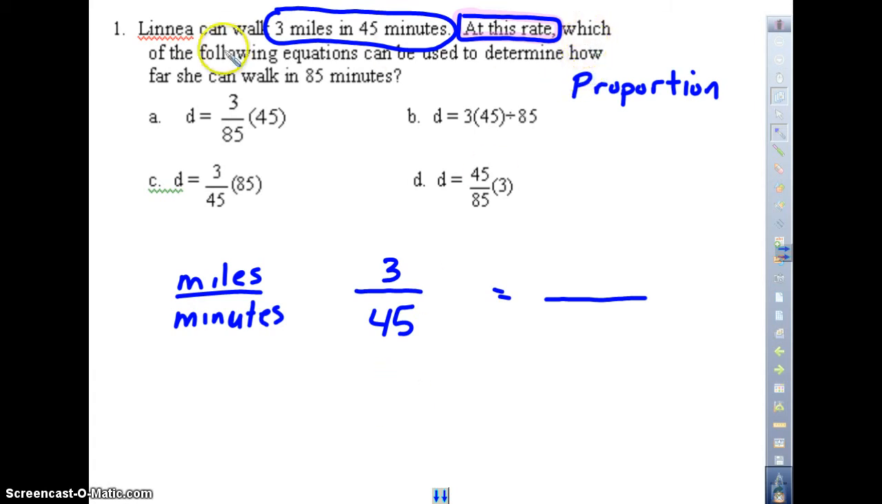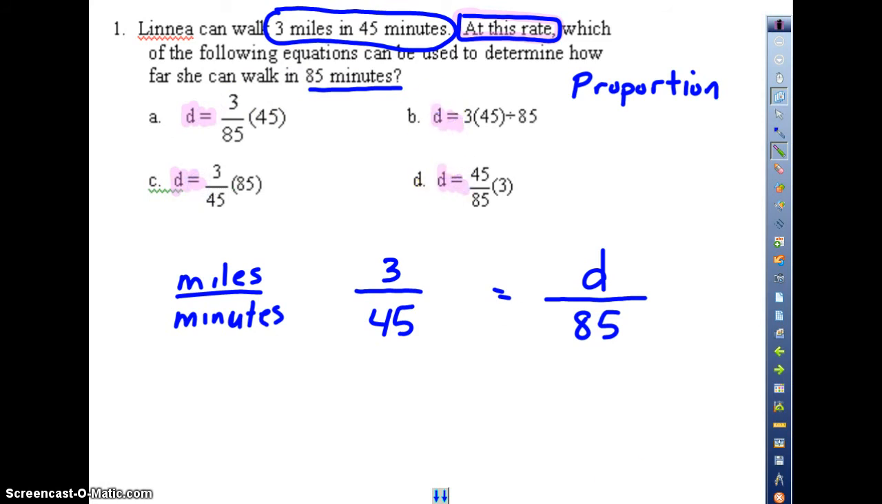It says, at this rate, which of the following equations can be used to determine how far she can walk in 85 minutes? Where does 85 minutes go over here? In the numerator or the denominator? Denominator. Yeah, denominator. 85 goes down here. Did you guys see that they're using D for distance? I'm going to put D for distance right here. Now, here's my proportion. Does what I have set up look like anything they've got up here?